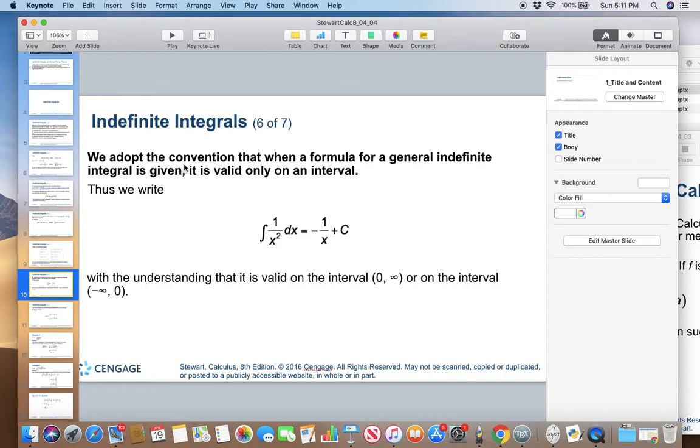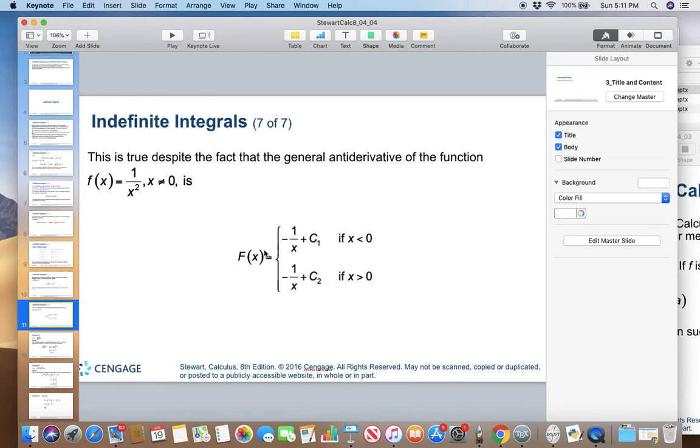So be careful. We adopt the convention that when a formula for a general indefinite integral is given, it is valid only on an interval. So what happens in the previous case? We had two different intervals, so you have two different constants. That's the point. If your function is not defined on all of the real numbers, but only partly on one interval or another, then for each interval you're allowed a different constant. All right.